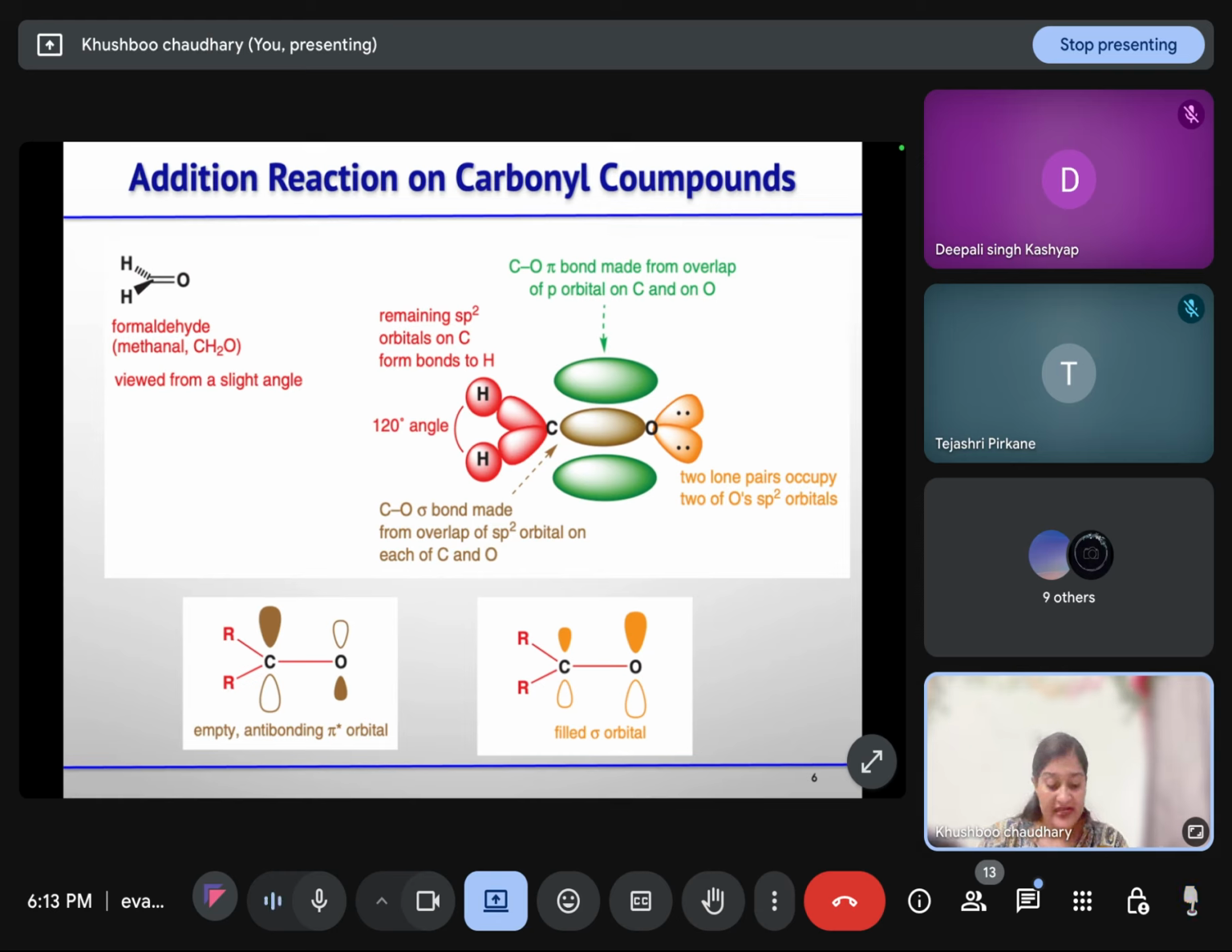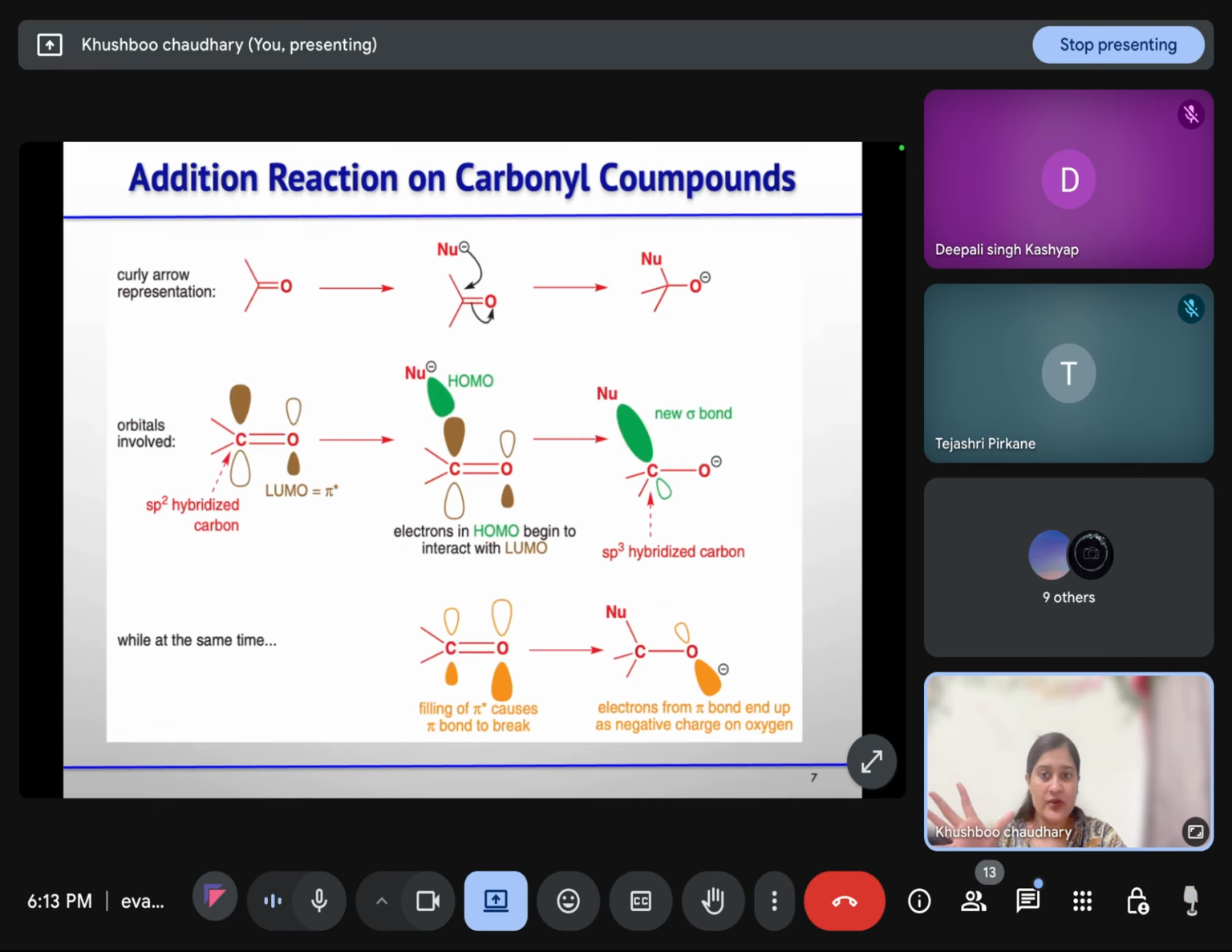Now in the case of formaldehyde, we have already seen the structure, where your carbon is sp2 hybridized and oxygen is sp2 hybridized, having a filled pi orbital formed by the sharing of two p orbitals, and one sigma bond. The pi star orbital, or anti-bonding pi orbital, has more contribution on the carbon, and the filled sigma orbital has more contribution on the oxygen.